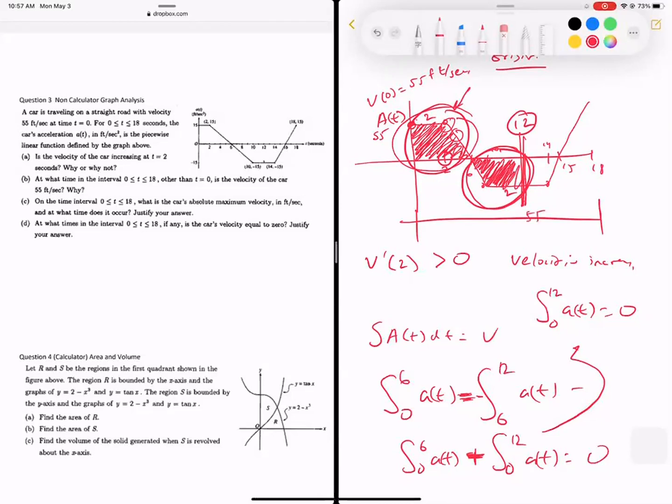Yeah, so we ignore the rest of the graph. Correct. The 0 through 18 was the whole play field, but they ask you when between 0 and 18 did you go back to 55? Sometimes read that question again: at what time in the interval between 0 and 18, other than 0, is the velocity of the car 55 feet per second?